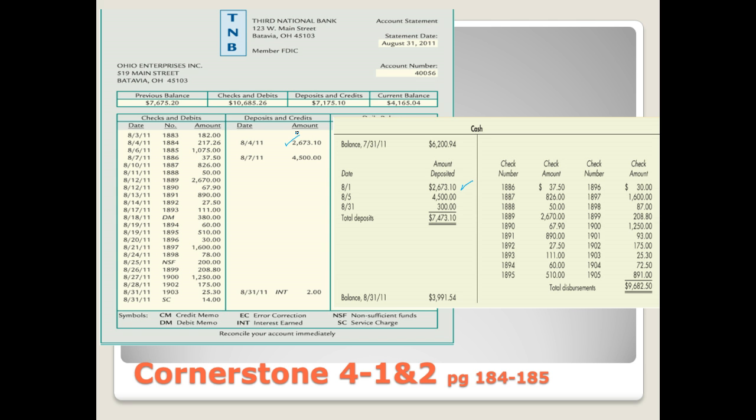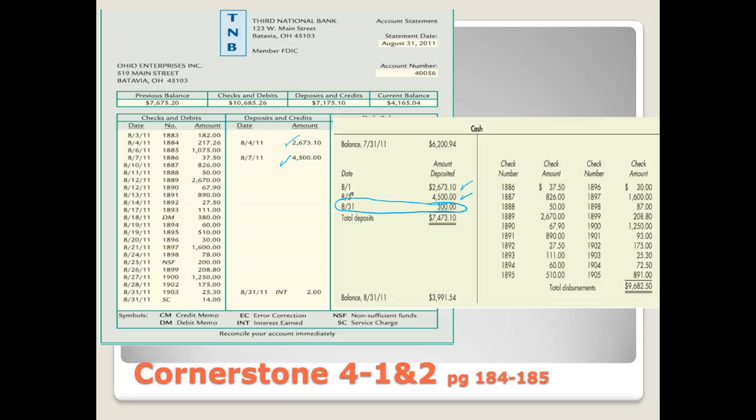When I do bank reconciliations, I take a pencil and I make these little checks. There was a second deposit for $4,500 according to the company records. Do we see that on the bank statement? Yes, we do. There was a third deposit for $300. Do we see that on the bank statement? Oh, no, we don't. And since I wrote in pencil, I can erase. I have a deposit in transit for $300.